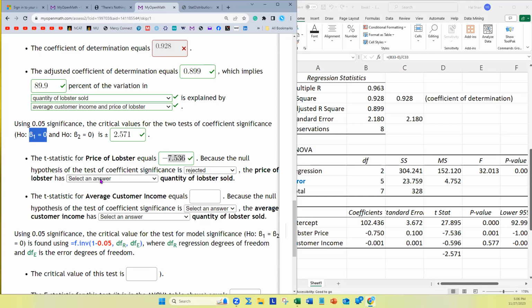So the price of lobster has what? Well, one has a significant effect, right? So it's either this one or it's that one. It has to be a significant negative effect because if the number's that big, then yes. Exactly. So it's because it's negative, it's got to have a negative effect, right? But because that test statistic is so large in absolute value, it's going to have a significant negative effect, right? Cool.